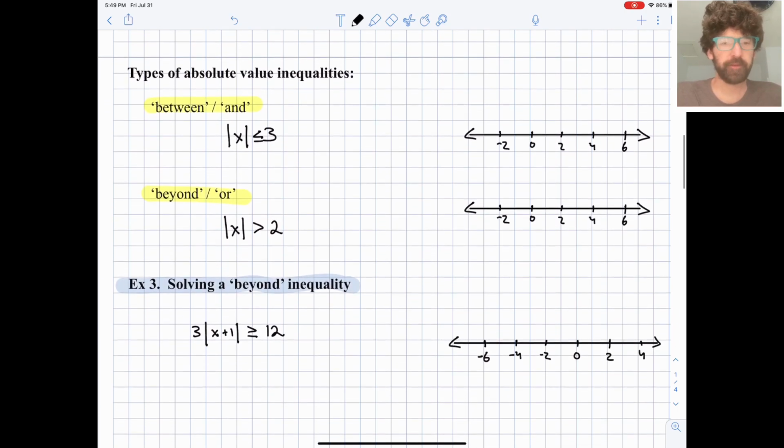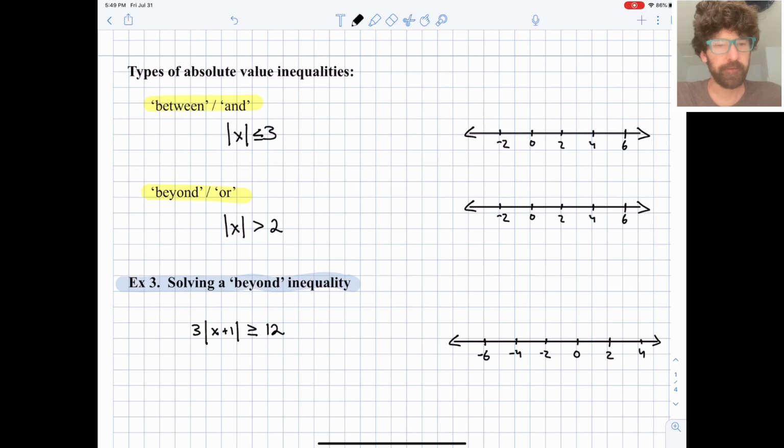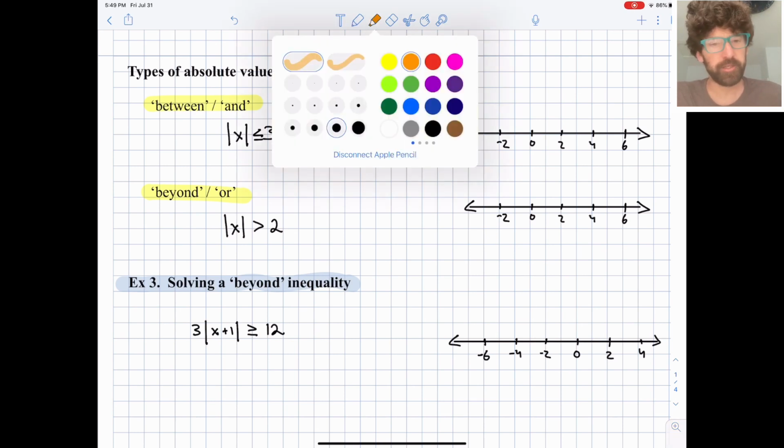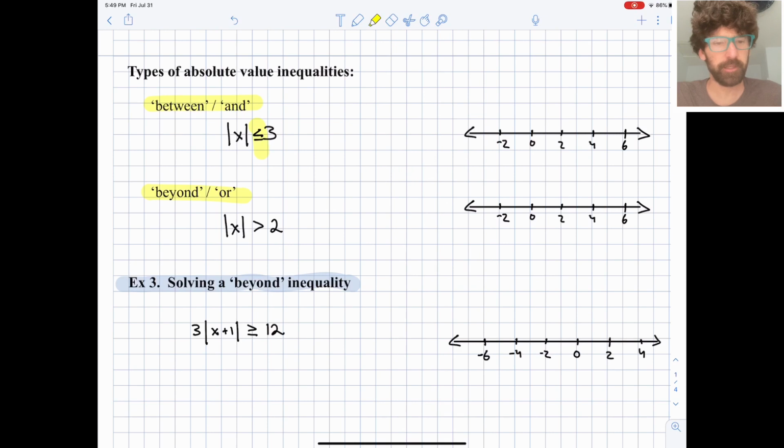Let's go into a little bit of inequalities here. And I have two types of inequalities, what I call between or beyond inequalities. Okay, the first one I call a between because it has a less than symbol, and the second one's a beyond because it has a greater than symbol. Okay, so let's go ahead and simplify each of these.